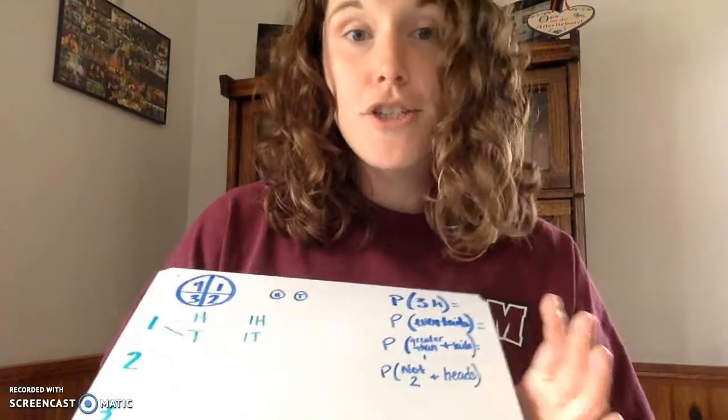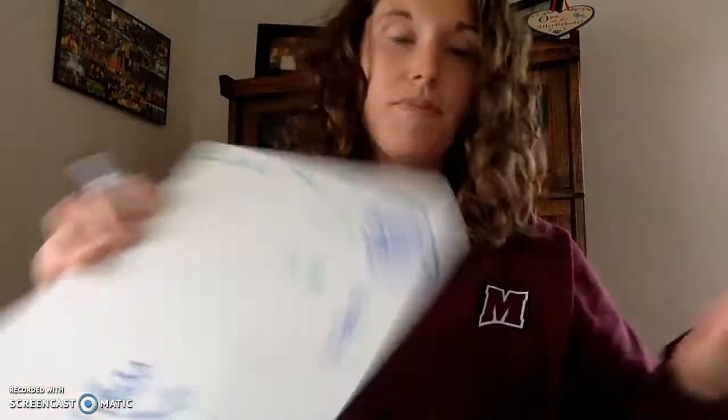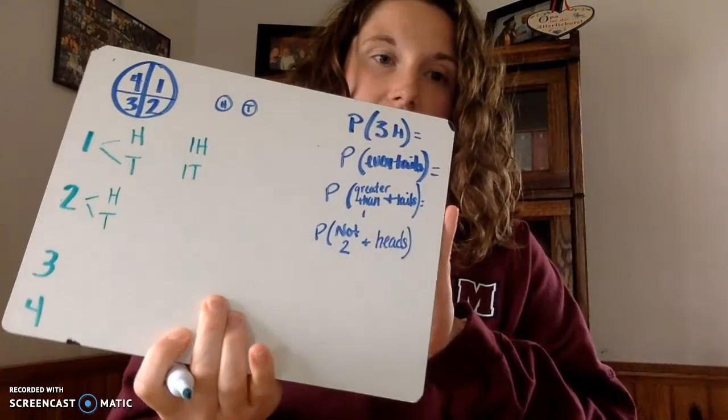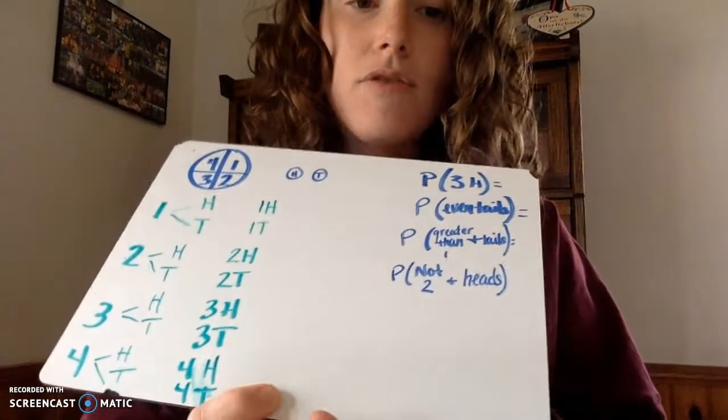Now, what if I spun a 2 instead of a 1? I spun a 2, now I flip a coin. I could get heads or tails, so I'm going to do the exact same thing. Heads, tails, just like that. What if I spun a 3? Same exact thing. So heads, tails. So 2 heads, 2 tails, 3 heads, 3 tails, 4 heads, 4 tails.